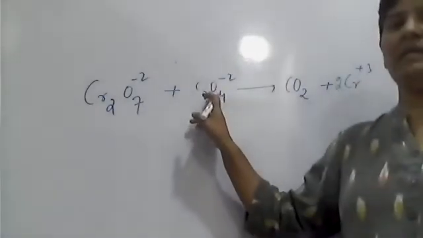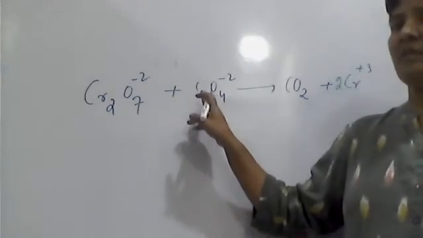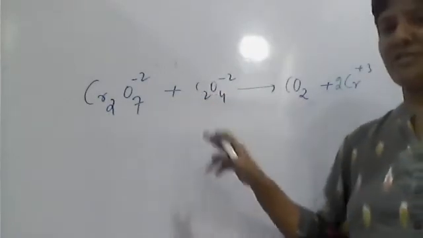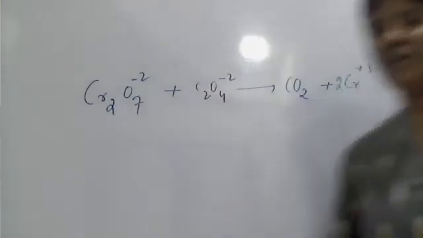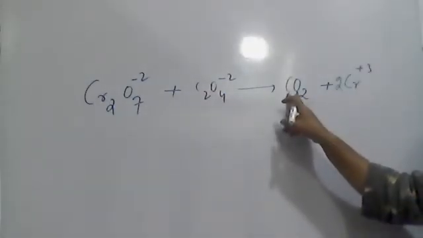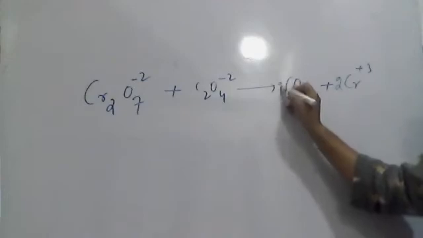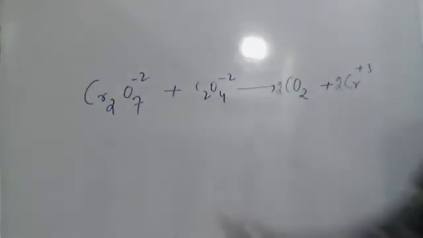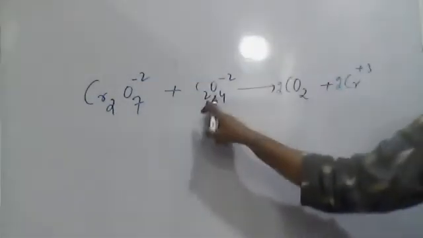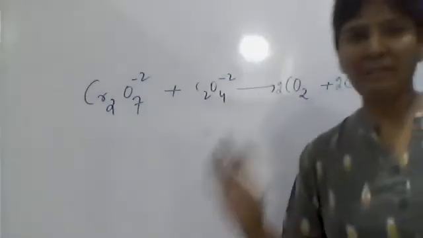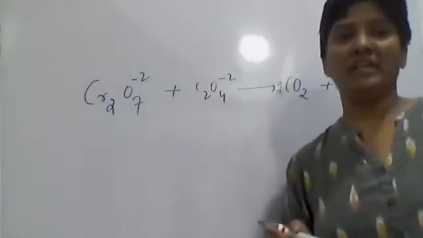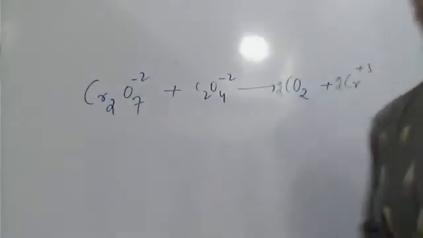Then how many carbons in the oxalate? The formula is C2O4 minus 2, so 2 carbons. But in the product, how many are there? Only 1. Make it first 2. Now the chromium is balanced, carbons are balanced. Then after balancing these, we have to go for the change in oxidation state.